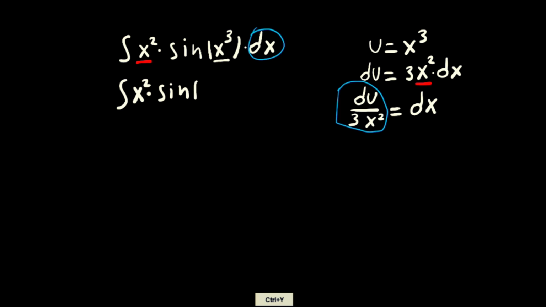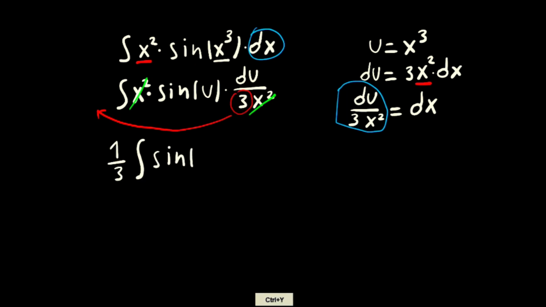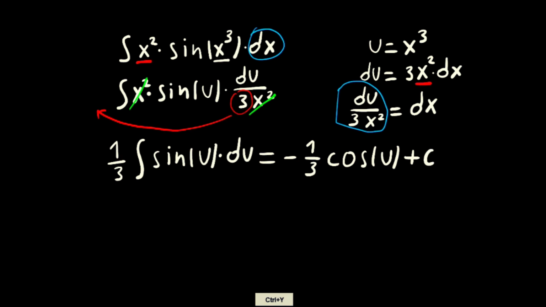So, this is going to be x squared sine u du over 3x squared. Notice that the x squared cancels, and let's take this constant and move it to the front. So, we now have 1/3 antiderivative sine u du, and we know what the antiderivative of sine is, it's negative cosine, so this is negative 1/3 cosine u plus c. Now, at this point, all you need to do is replace the u variable with what it was in the beginning, x cubed. So, the final answer is negative 1/3 cosine x cubed plus c.